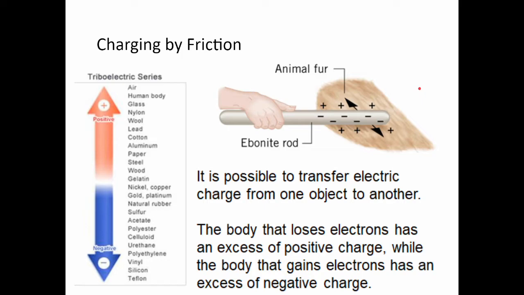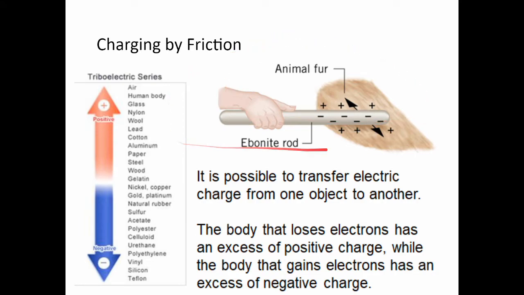Anytime you rub two different materials together, there's a strong possibility that you could gain a net charge on one or the other. The likelihood of it becoming positive or negative is dictated by its position on the triboelectric series. This is just a qualitative description of how likely it is that a material will become positive or negative when charged by friction against another material.